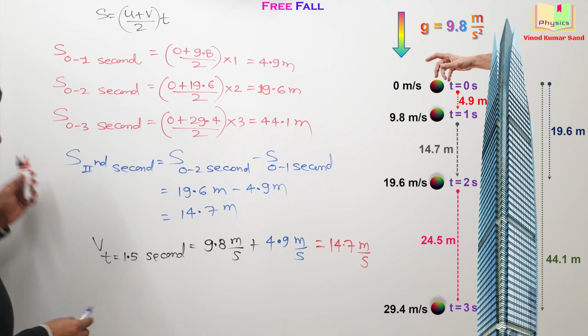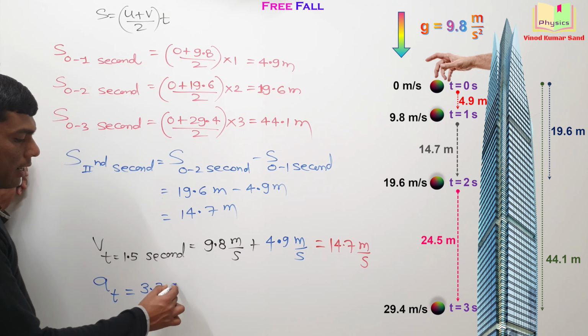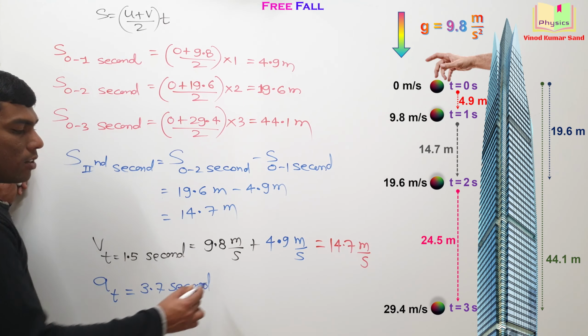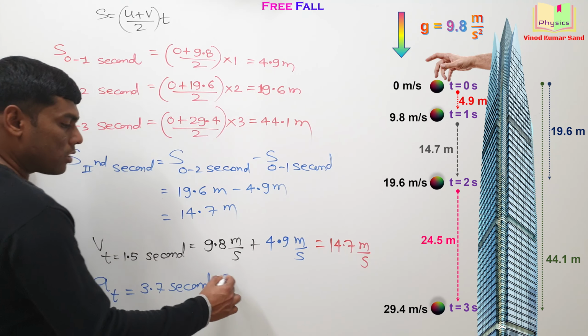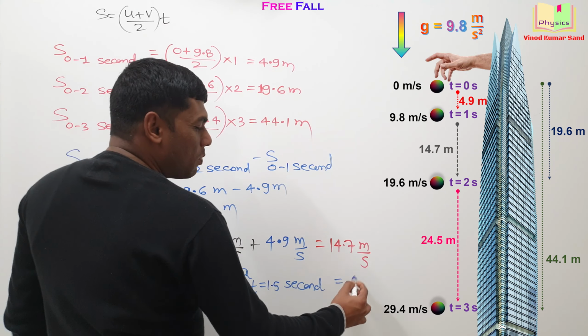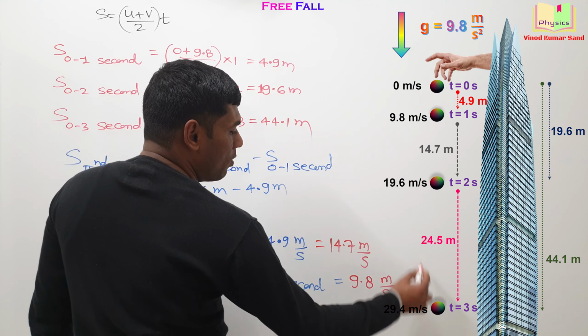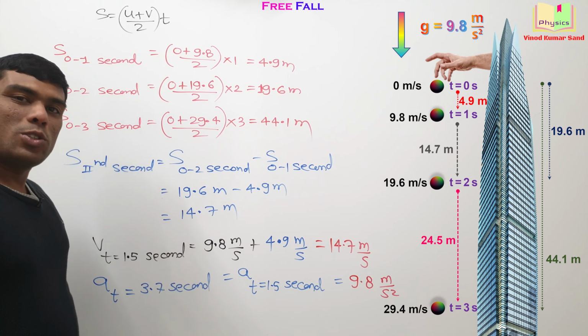Another question. What is the acceleration at t = 3.7 seconds? Or if I ask you what is the acceleration at t = 1.5 seconds, the answer will come out to be 9.8 meter per second square only, in the downward direction.